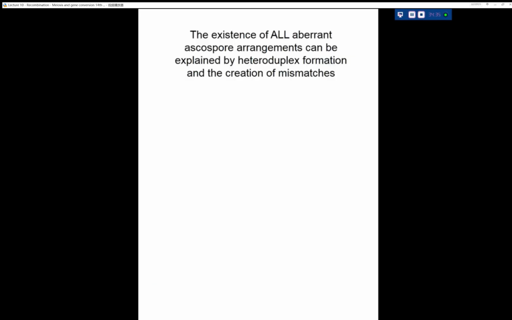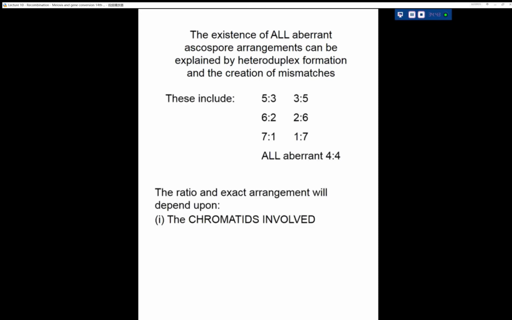What I want to say to you is that all those aberrant ascospore arrangements can be explained by heteroduplex formation and the creation of mismatches. All these different ratios, all the aberrant 4-to-4s, can all be arranged. Now the ratio and the exact arrangement of those ascospores will depend on the chromatids involved. I've just shown you a couple of examples that happen to include chromatids 2 and 3. You can get recombination occurring between chromatids 1 and 4, or 4 and 2, or 1 and 3. Okay, so that will impact on the ratio.